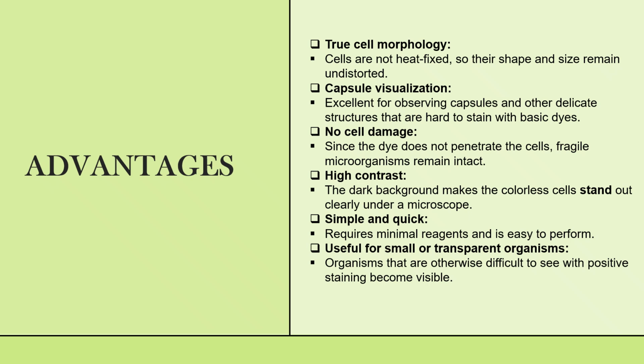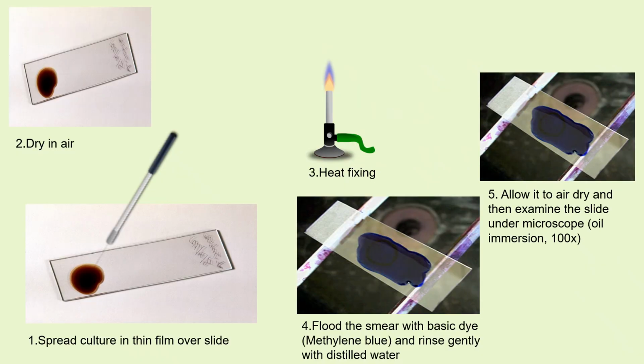High contrast: the dark background makes the colorless cells stand out clearly under a microscope. Simple and quick: it requires minimal reagents and is easy to perform. That's why it is a primary technique. It is useful for small or transparent microorganisms, or organisms that are otherwise difficult to see with positive staining become visible.